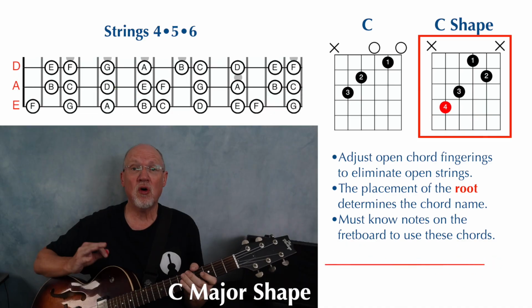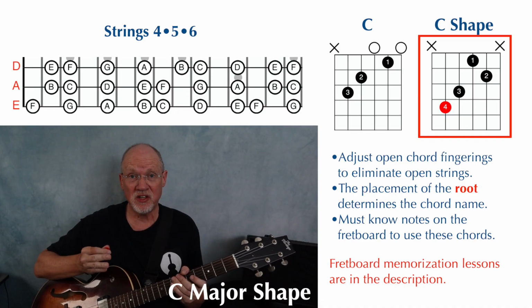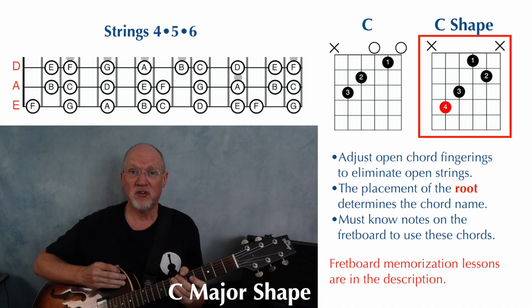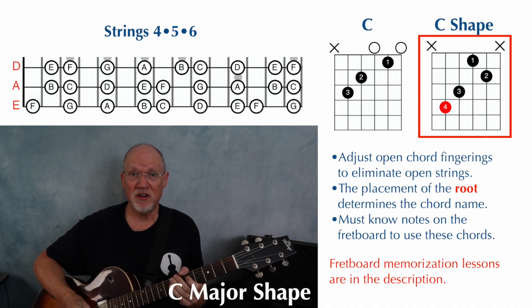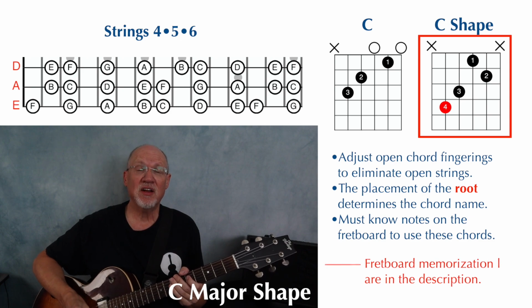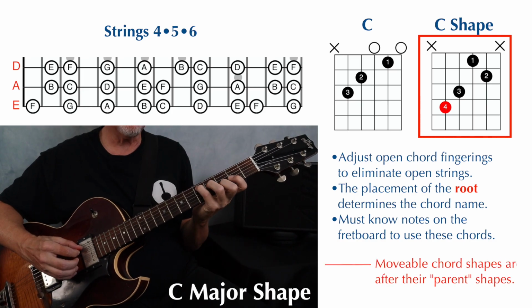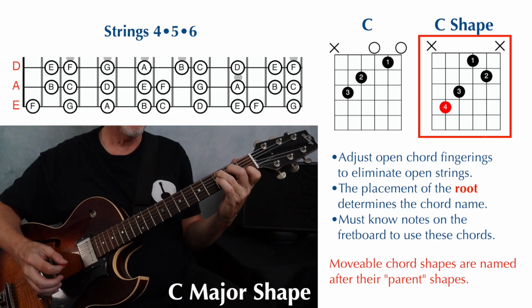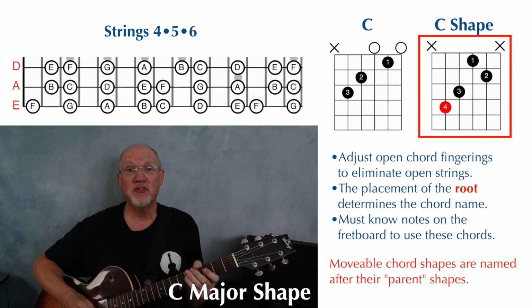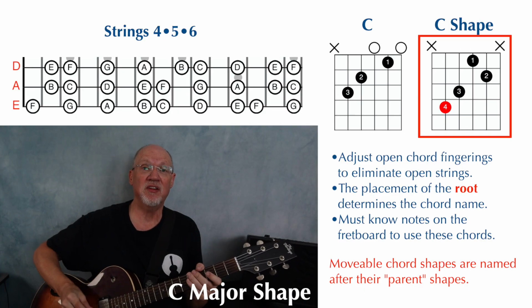The root notes for all the chords in this lesson are mainly on strings 5 and 6, except for the D chords with the root on the 4th string. So to use these chords, you need to know the names of the notes on the fretboard, or at least on strings 4, 5, and 6. If you need help with that, check out some of the fretboard lessons in the description. In the CAGED system, this shape is referred to as the C shape because it comes from the C chord. And that holds true for the rest of these chords. You have your C shapes, A shapes, G shapes, and so forth.